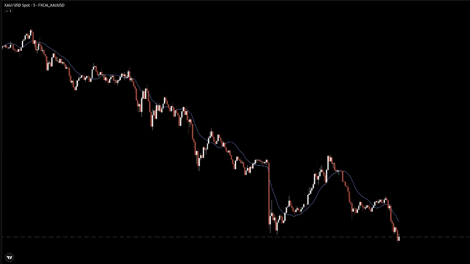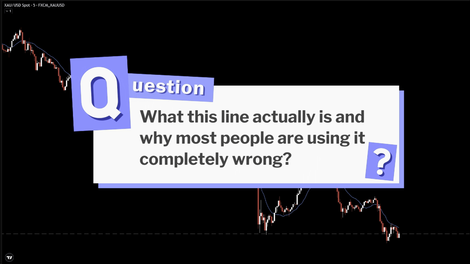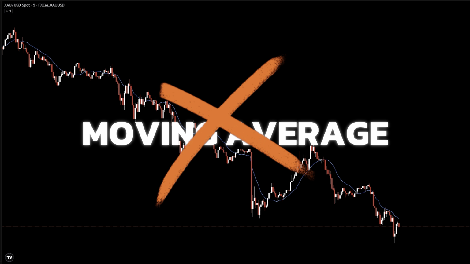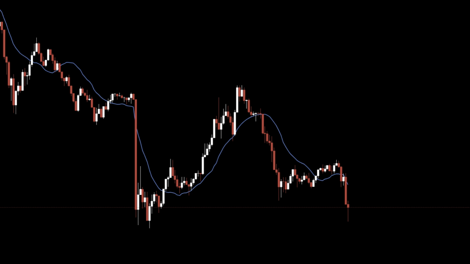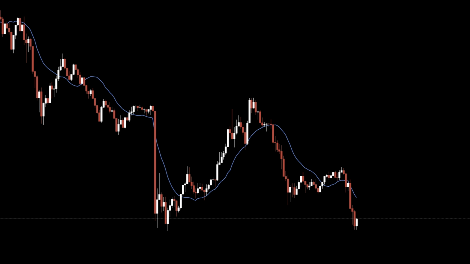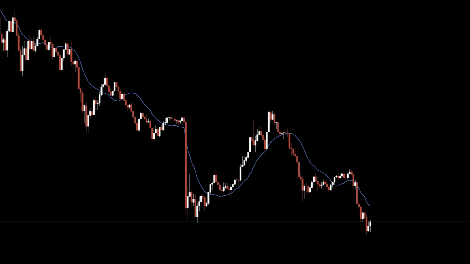But first you need to understand what this line actually is and why most people are using it completely wrong. This isn't just a moving average, it's called a VWMA, or volume weighted moving average, combined with a triple EMA structure. What it does is it weighs price data based on volume. So when big money moves in the financial markets, this line responds. When retail traders panic, this line ignores the noise.